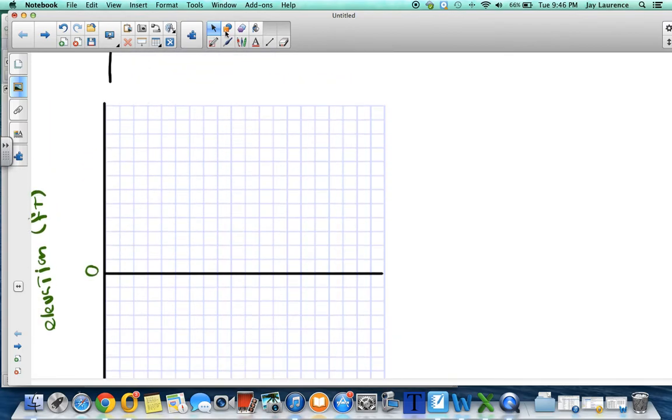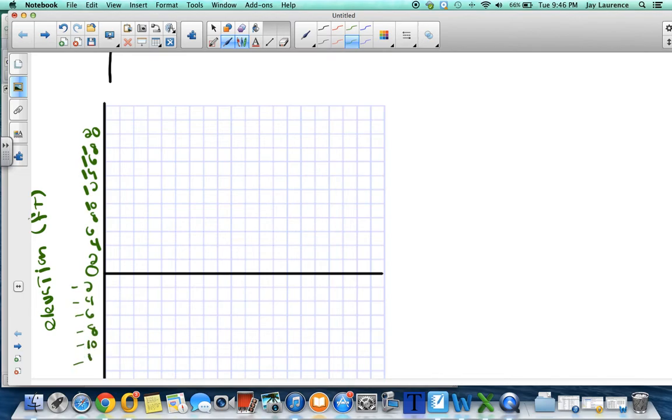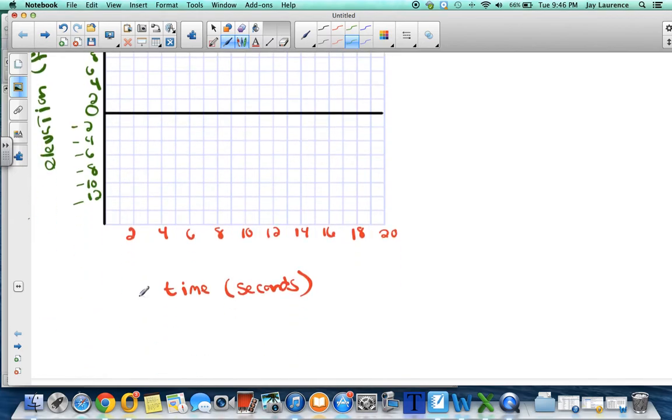Yeah, I think I'm going to be able to do it. So I'm going to count by 2s. So 2, 4, 6, 8, 10, 12, 14, 16, 18, and 20 feet. And down here we'll have minus 2, minus 4, minus 6, minus 8, minus 10, minus 12, and minus 14, and minus 16.